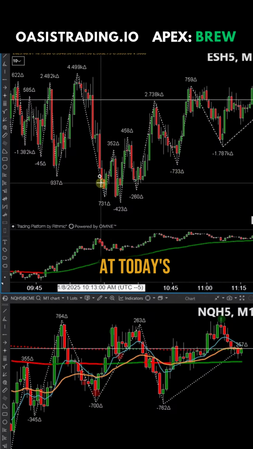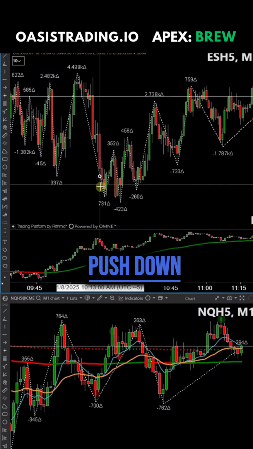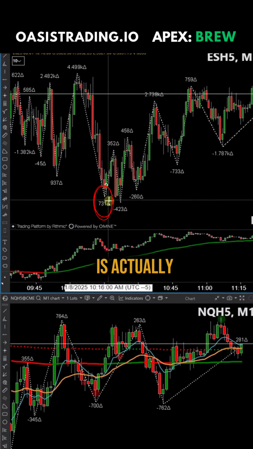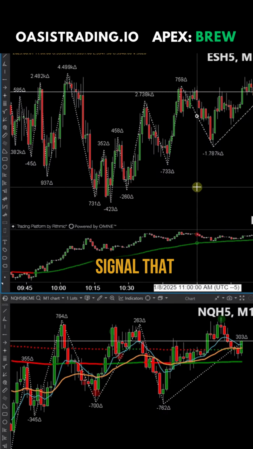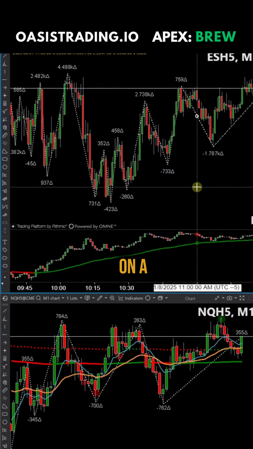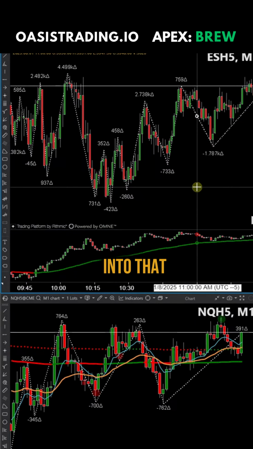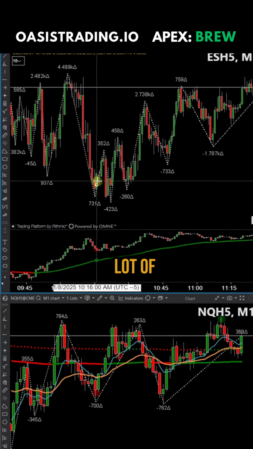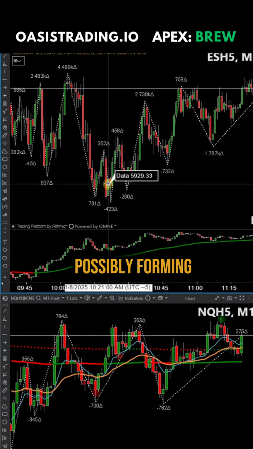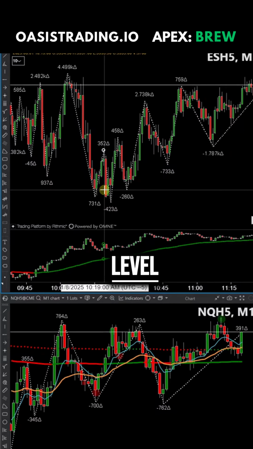Let's take a look at today's example. We had this push down here, but during this entire push down, the delta is actually going up. So that gave us a little signal that delta is rising on a move down, aka there is a bullish divergence there. I have other shorts on that. I can't really get into that in this video, but basically bullish divergence means that there's a lot of buy pressure there, possibly forming a bottom, and you could look to be a buyer around that level.